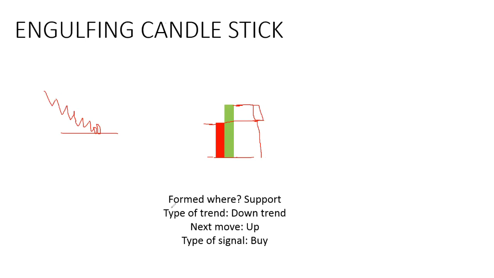So if we find this type of pattern, this type of engulfing candlestick, at support, it shows that our next move would be up. We can expect an up move to show that the buyers are gaining momentum. You find it in a downtrend at support. The type of signal that it will produce is a buy signal. Now let's take a look at the next one.